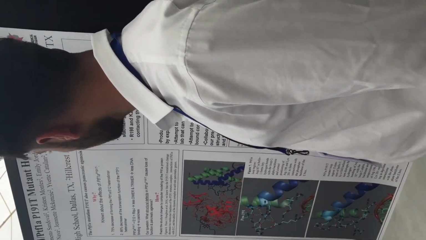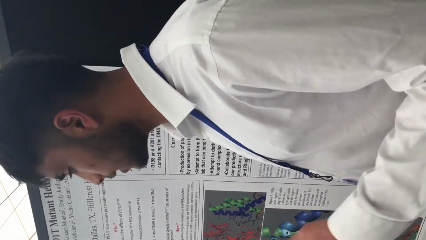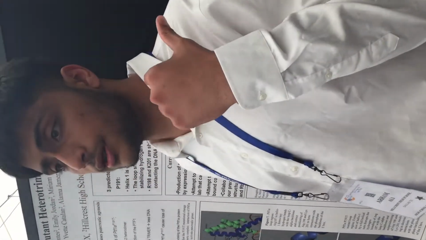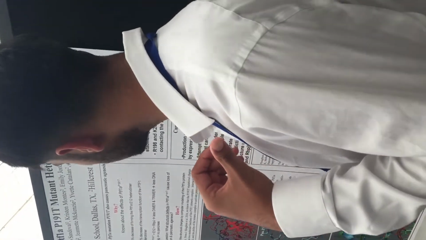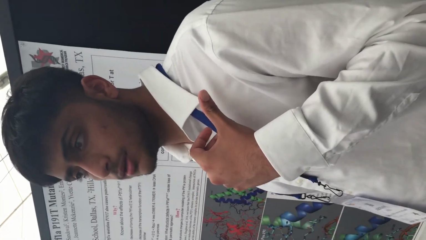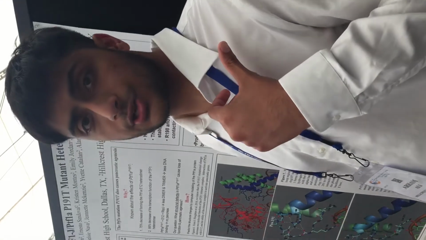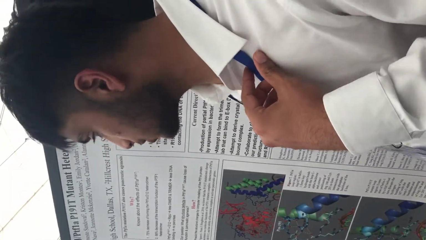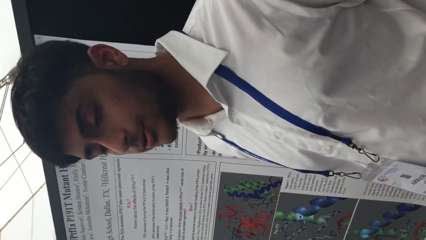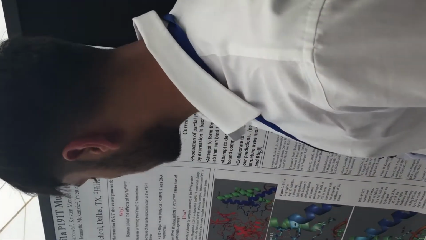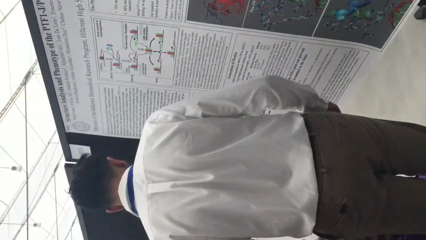prompted this study was that our mentor, in a previous case study, found a proline 191 to threonine mutant in a Turkish family, and what happened as a result of that was their pancreases did not develop. They had pancreatic aplasia. And so just a brief overview of the actual complex itself.